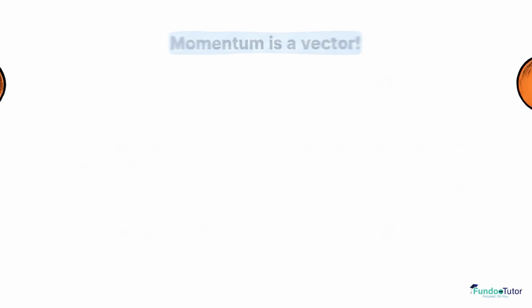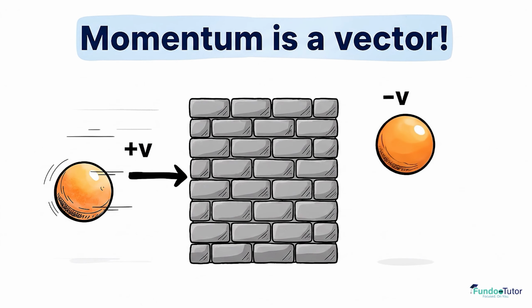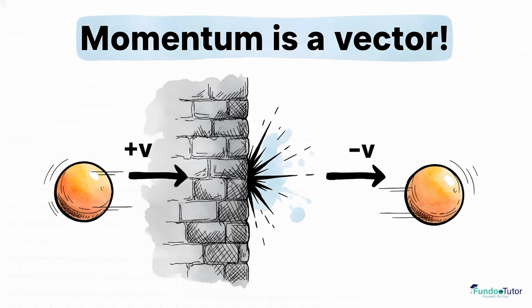Okay, listen up, because this is probably the single biggest mistake students make with momentum. Momentum is a vector, which means direction matters a lot. So if we say the initial motion is positive, then when that ball bounces back and goes the other way, its velocity becomes negative. You have to put that minus sign in when you calculate the change in momentum. If you forget, you will get the answer wrong. It's a classic exam trap, so don't fall for it.